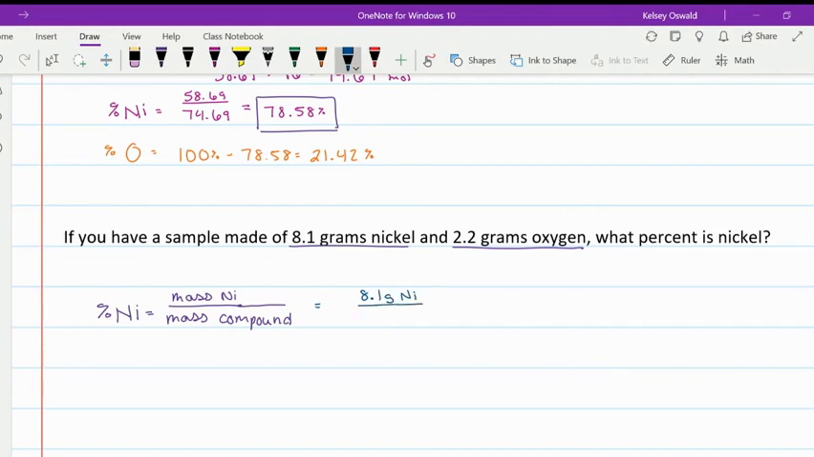And to get the total mass of our compound, we want to add the mass of our nickel and the mass of our oxygen together. So 8.1 plus 2.2 to find out what our total mass of that compound is. And we'll find that our total mass here is 10.3 grams. Then, since we're working with percentage, we'll multiply by 100, and we'll find that this compound is 78.6% nickel.